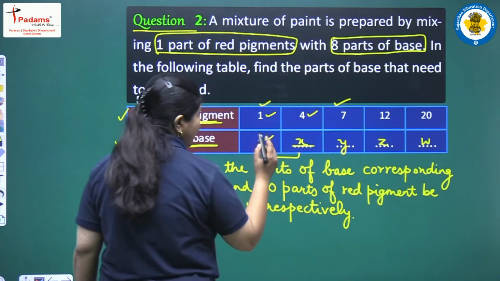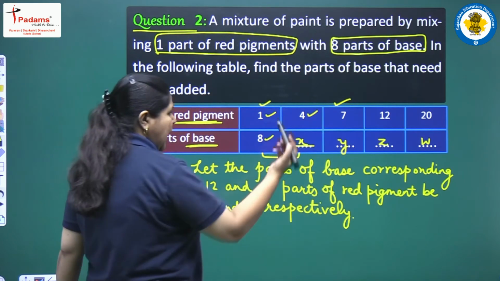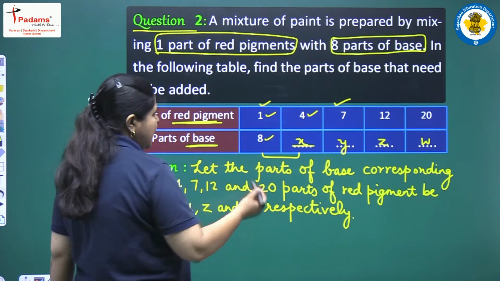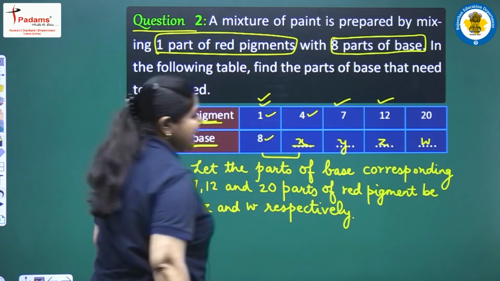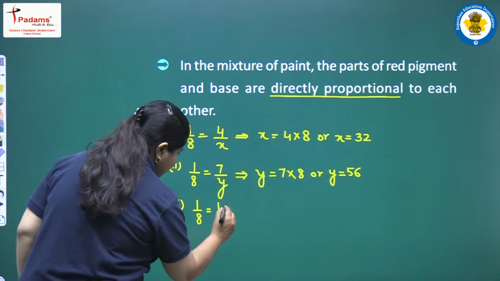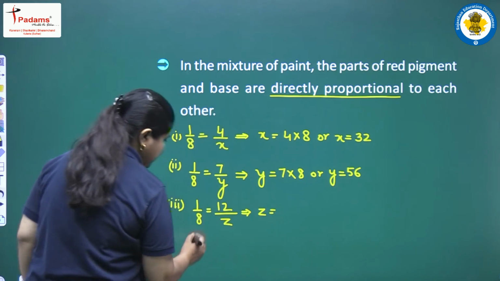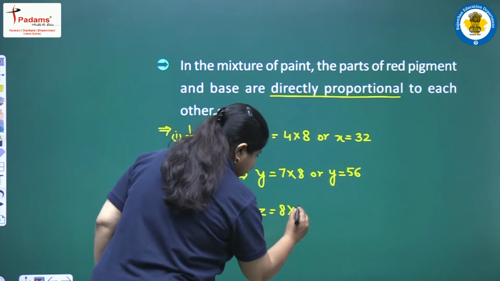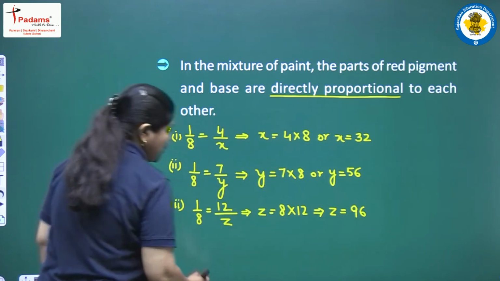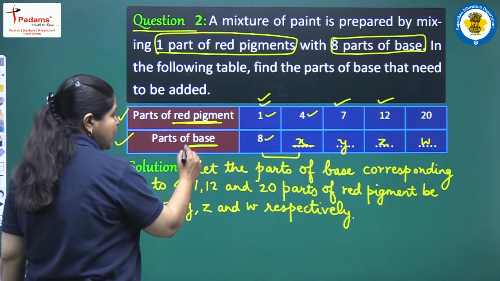Again we take the third case. अब यहाँ पर भी हम कौन से दो रेशियोज इक्वेट करेंगे? आप चाहें तो इन दोनों को इक्वेट कर लीजिए, y की वैल्यू हमें मिल गई है. आप चाहें तो सेकंड और फोर्थ को इक्वेट कर सकते हैं, x की वैल्यू हमें मिल गई है. और हम फर्स्ट और फोर्थ को भी इक्वेट कर सकते हैं. We have here 1/8 equal to 12/z. This implies, on cross multiplying, z will be equal to 8 into 12 and this implies z is equal to 96. So for 12 parts of red pigment we need 96 parts of base.